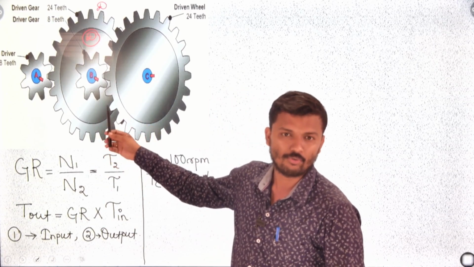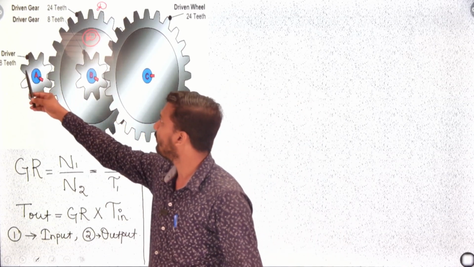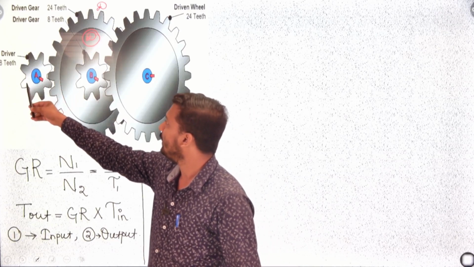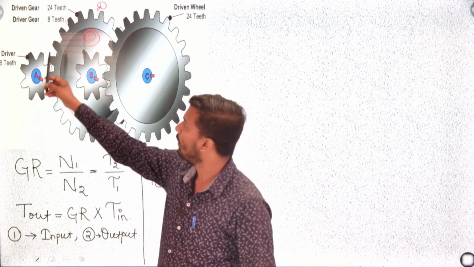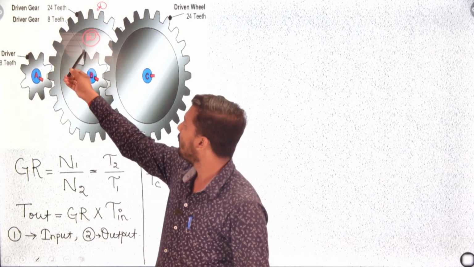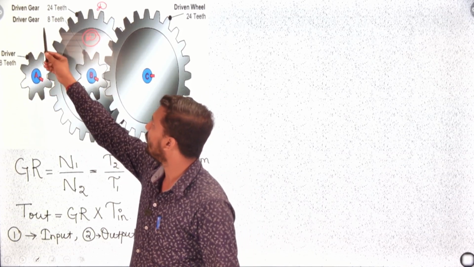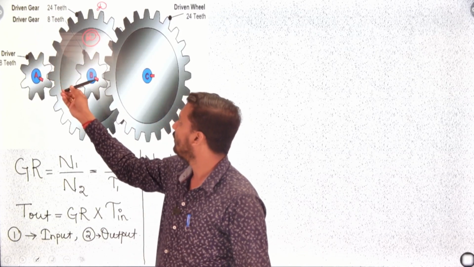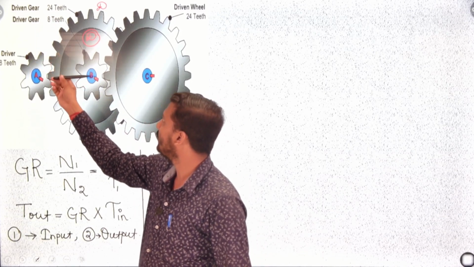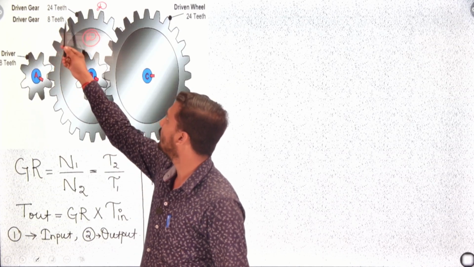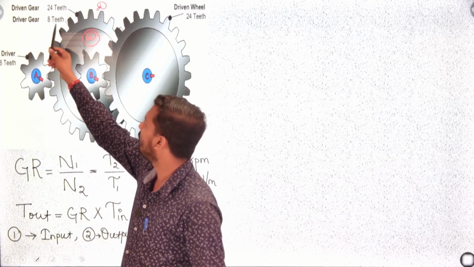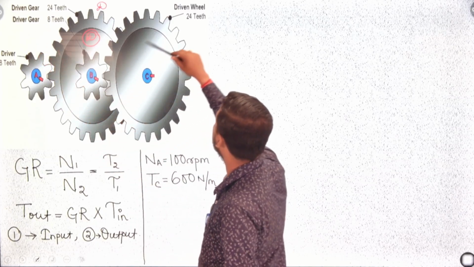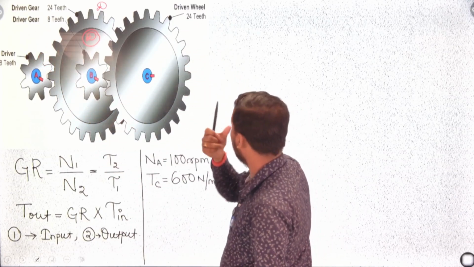How does it function? The driver gear is A, and 8 teeth are already given. Another driver gear is B, and the driven gear D has 24 teeth. D is the driven gear, the driver gear is B, and the next driven wheel has 24 teeth.